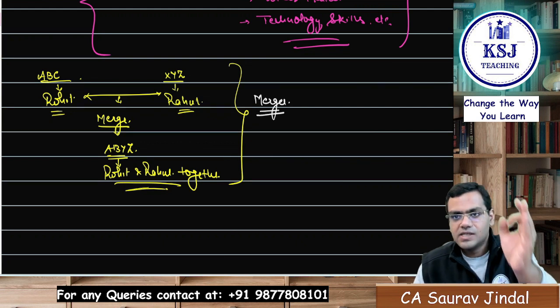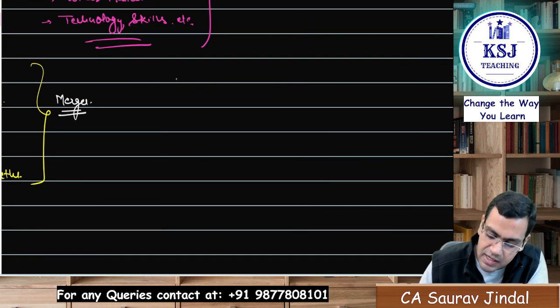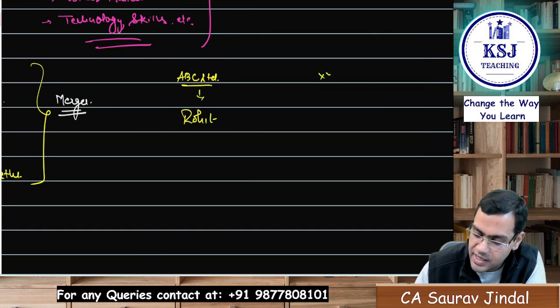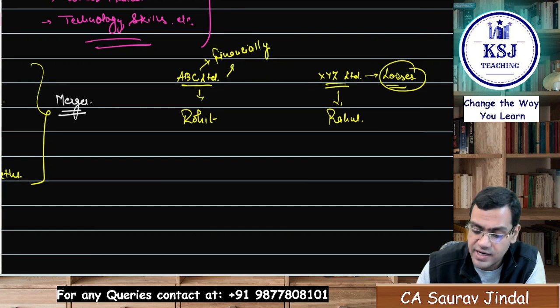Sir, what is acquisition then? Listen to it very carefully. There is ABC Limited, which is being run by Rohit, and there is XYZ Limited, which is being run by Rahul. Now what happened? This company has gone into losses, but ABC Limited is financially very strong.